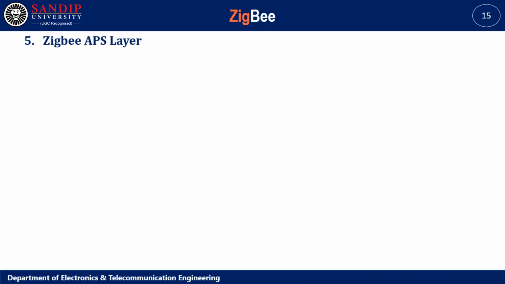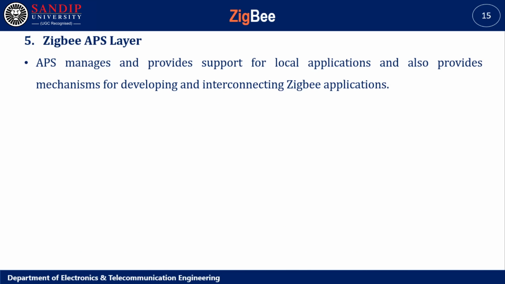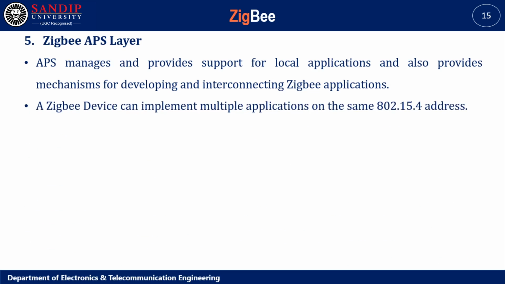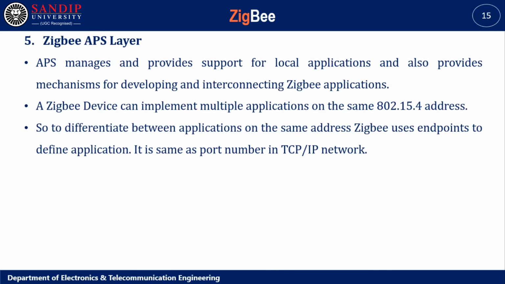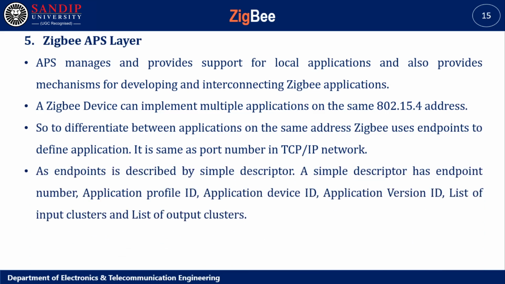ZigBee APS layer. APS manages and provides support for local applications and also provides mechanism for developing and interconnecting ZigBee applications. A ZigBee device can implement multiple applications on the same 802.15.4 address. So, to differentiate between applications on the same address, ZigBee uses endpoint to define applications. It is same as port number in TCP/IP network.